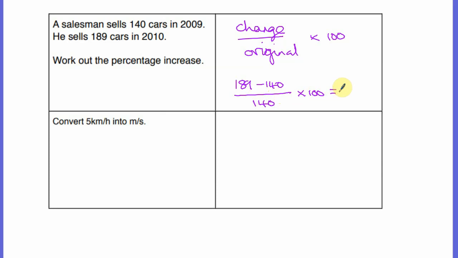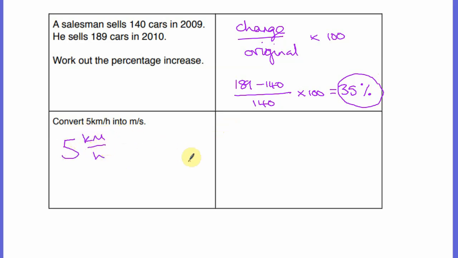So this might be a job for a calculator, so I'm going to type that in mine. So a quite nice 35% increase. You can always check that by increasing 140 by 35% and seeing if you get to 189, which you will do.